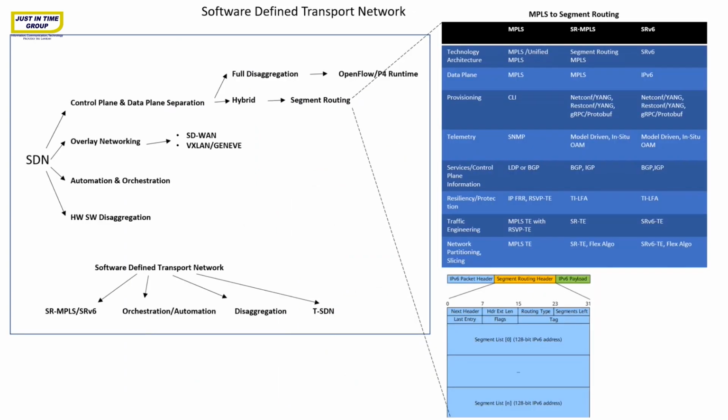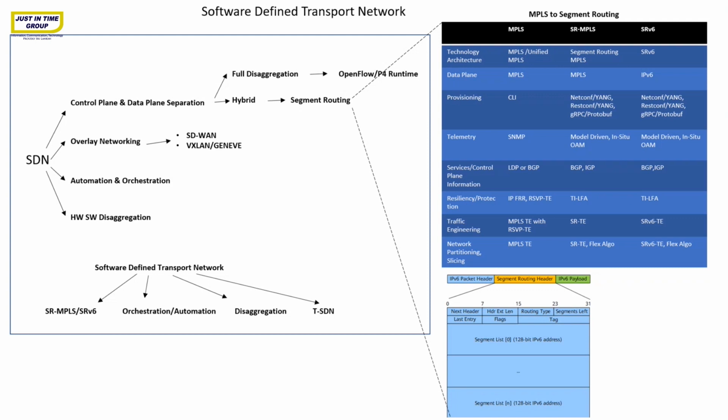So this is sort of a mind map of software-defined networking. If somebody asks me the question, "What is software-defined networking?" it's not something that you can easily define, because there are a lot of ways that you can define software-defined networking, and there are a lot of traits. There are different visions. So it is not just a separation of control and data plane. You've got to think about overlay networking. You've got to think about automation and orchestration. Then hardware and software disaggregation can also be taken as a part of software-defined networking.